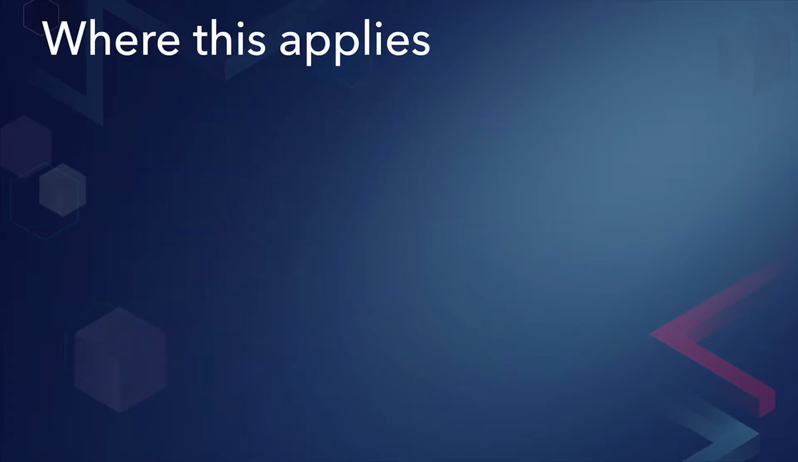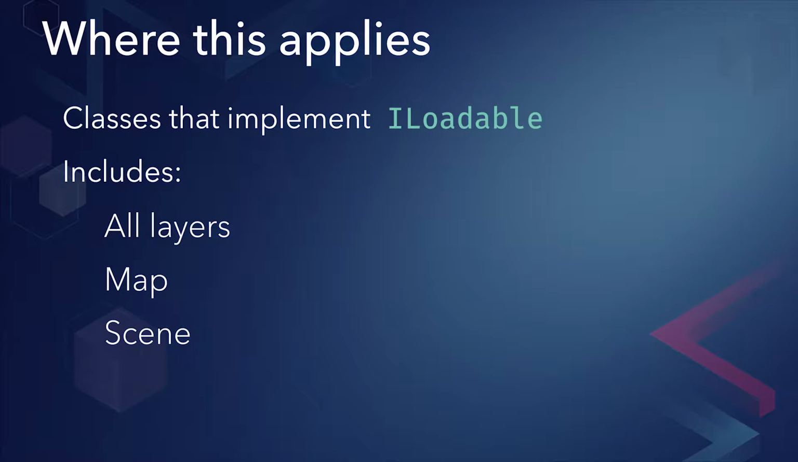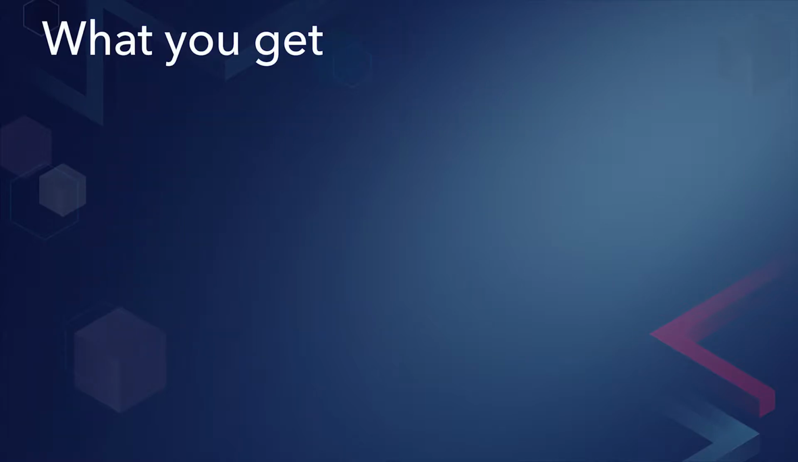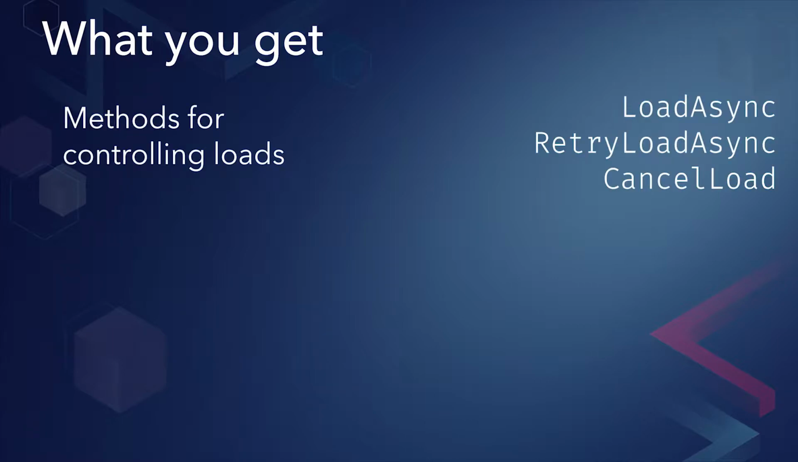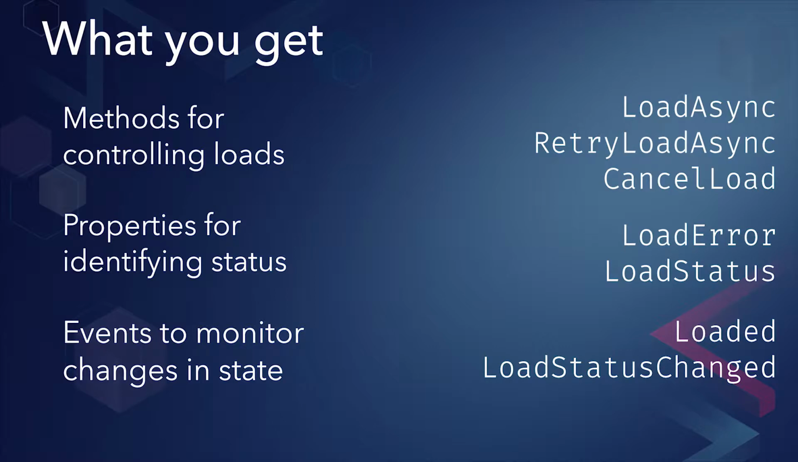Everything discussed in this video applies to classes that implement the iLoadable interface. All layers implement the iLoadable interface, as do map and scene. This interface defines the following properties and methods. Load async, retry load async, and cancel load allow you to start, cancel, and retry loads. Load error and load status allow you to examine the current load status. Loaded and load status changed events notify you when the item changes state.